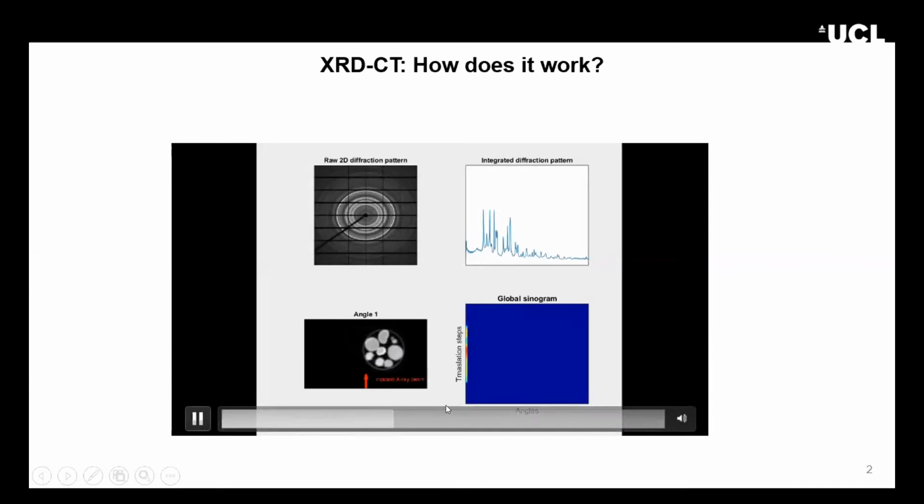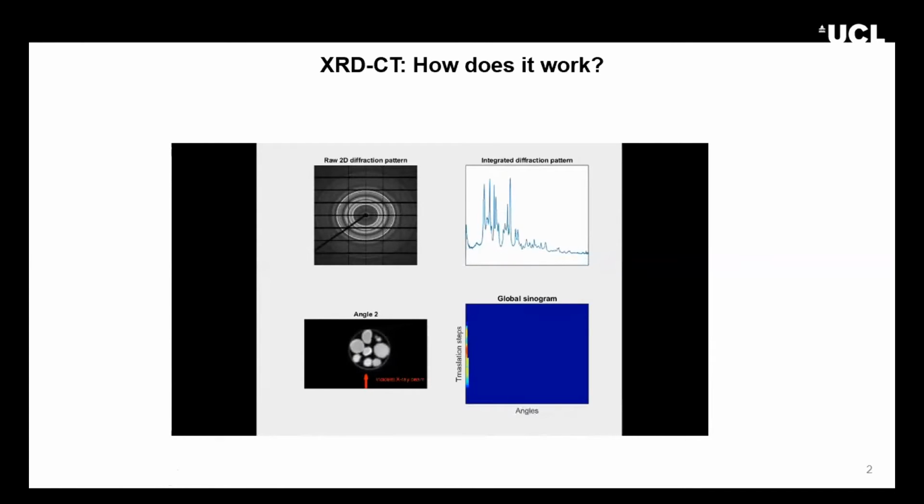What that means is that typically when you do an in situ experiment, you might collect one diffraction pattern from a particular point in the sample. Here we're scanning through the sample, rotating it, so we build up an image. So we're generating lots and lots of diffraction patterns from a sample. We're talking about thousands of diffraction patterns.